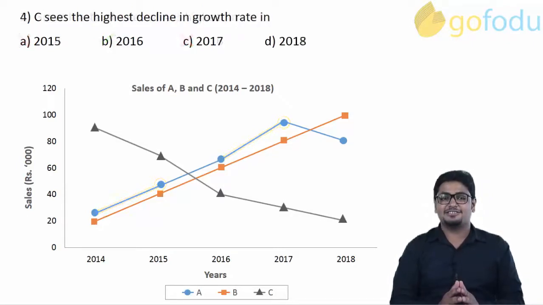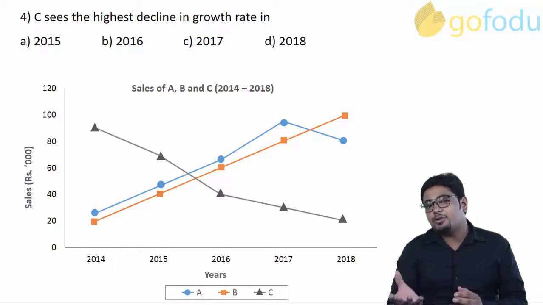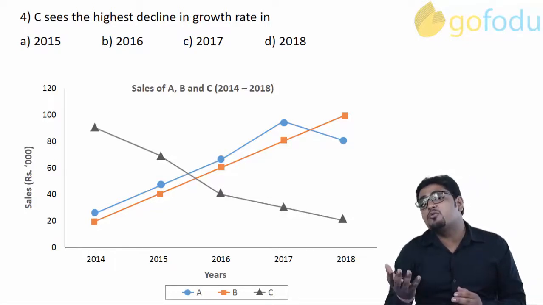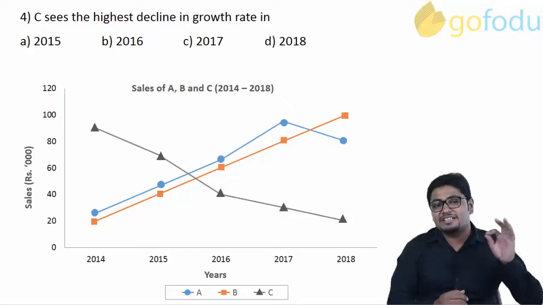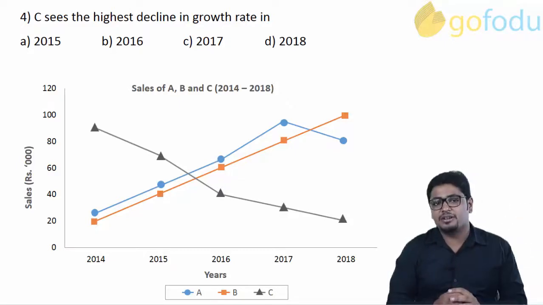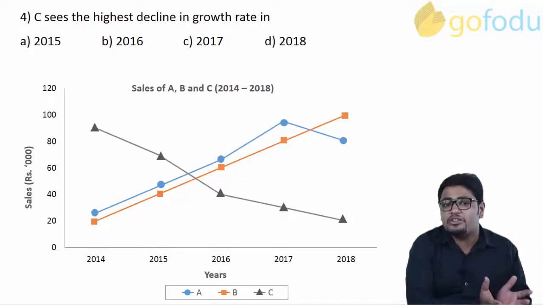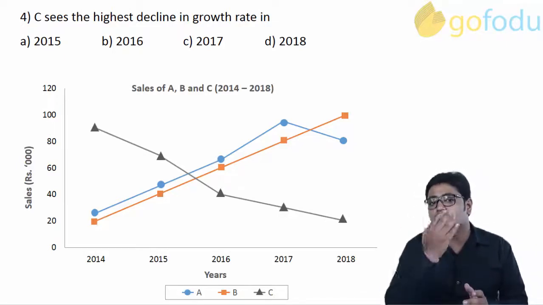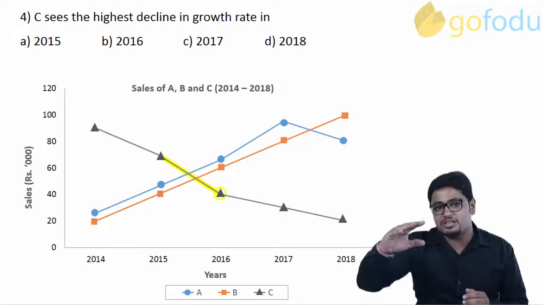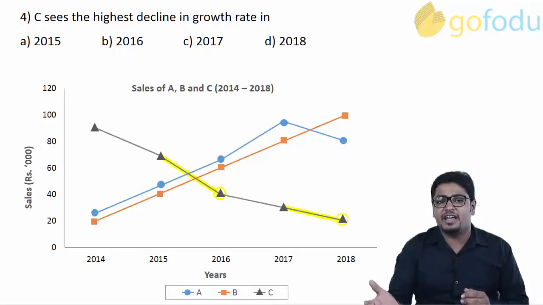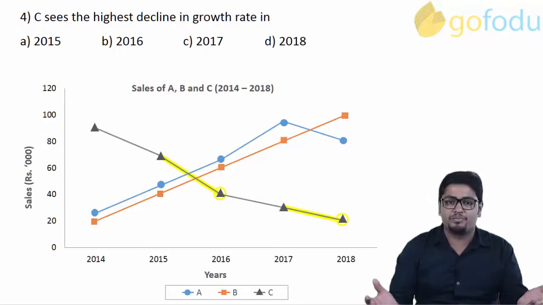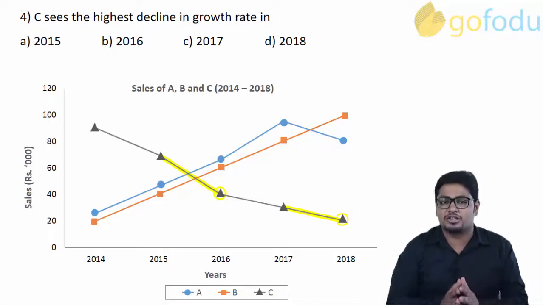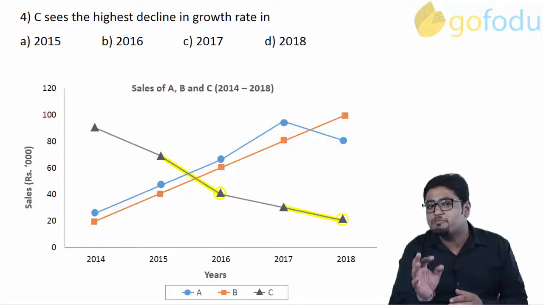Next, the decline of growth rate for C is highest in which year? Now this is the same as the previous question. If you have clearly understood the previous part, you should straight away focus on 2 years: 2016 as the slope is steep, and 2018 as the base is low. And just like the previous question, we can directly solve this. The difference in slope is marginal.